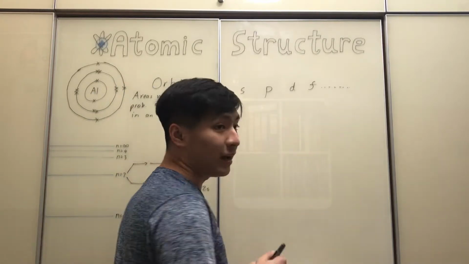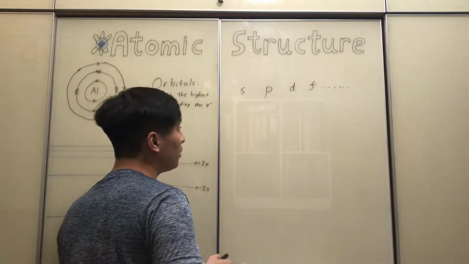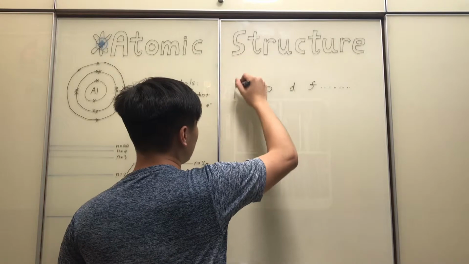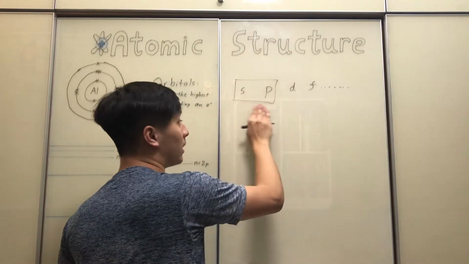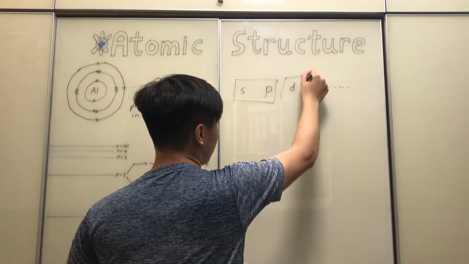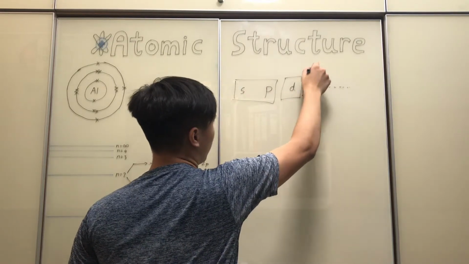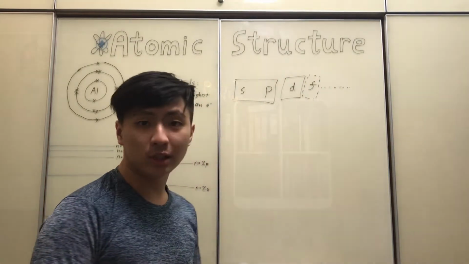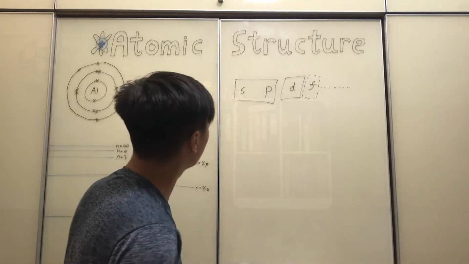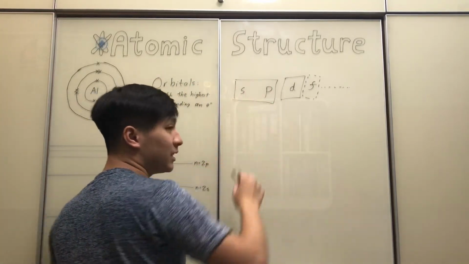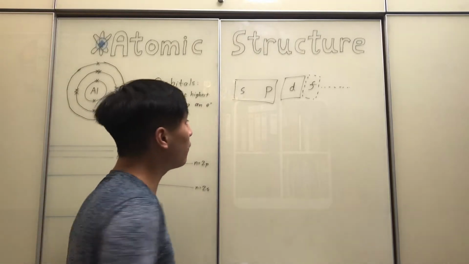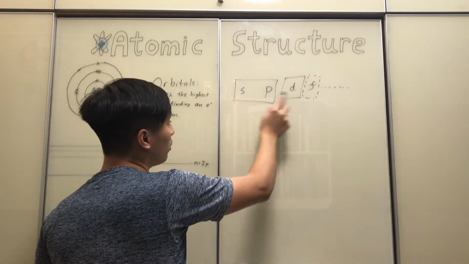But in the IB syllabus, the most that you need to know is basically these. These are the essentials. For d, there's a part of it that you need to know. For f, you need to have some knowledge of it, but you don't need to use it in the exam. So across the atomic structure unit, we're going to be focusing mainly on these three orbitals.